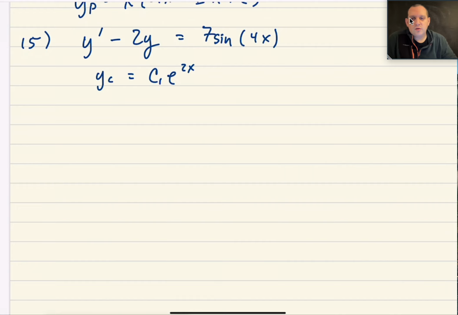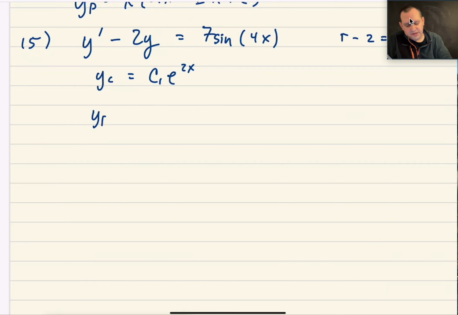So our complementary solution is going to be c1 e to the 2x, and that means that we're going to have, I know that this is a little bit silly, the characteristic equation of the associated homogeneous equation, there's so many words, is r minus 2 equals 0. So of course the solution will be r equals 2, but it's r minus 2 to the first, right? So we have a solution of multiplicity 1.